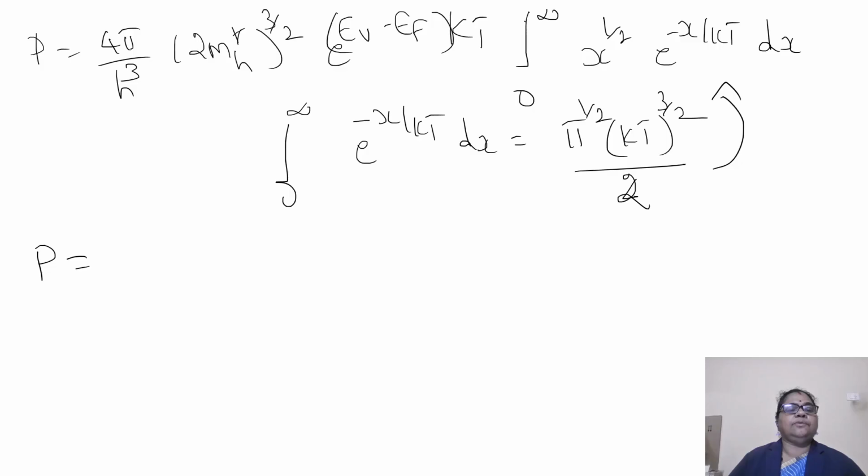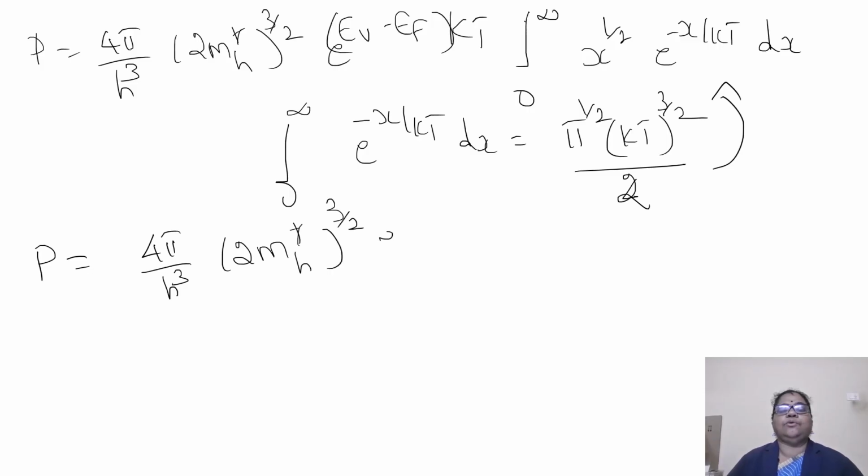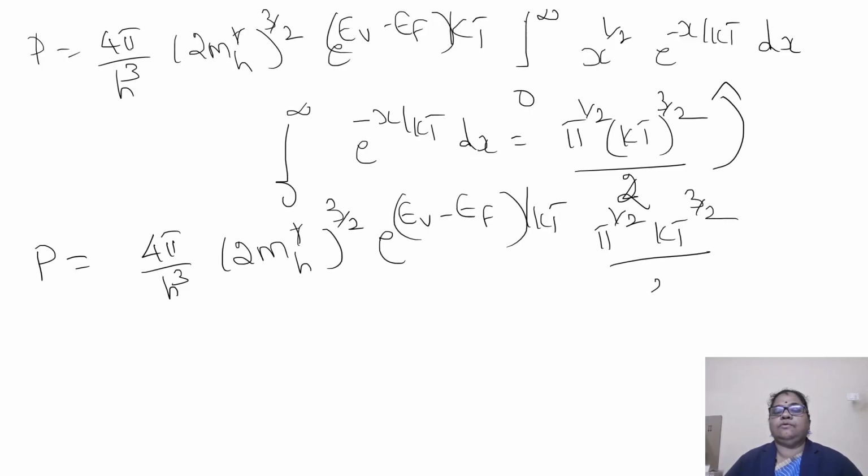So we can write P is equal to 4 pi by h cube, which is multiplied by (2 mh star) to the power 3 by 2 into e to the power (Ev minus Ef) by kT, which is multiplied by pi to the power half into (kT) to the power 3 by 2 by 2. In the same way, this 2 and 2 we can simplify. So as in the case of N, we can combine this pi to the power 1 and pi to the power half, (kT) to the power 3 by 2.